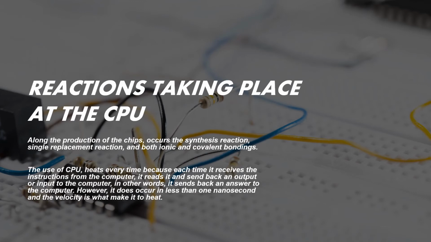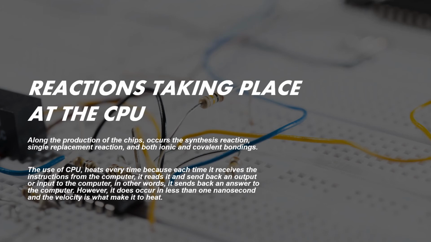The reactions taking place at the CPU are when they are producing the little chips. There are many reactions that can happen there, like for example synthesis reaction, single replacement reaction, and both ionic and covalent bonding. That happens because it goes from a little sand to become a chip. So the layers among them change a lot and the silicon expands to many sizes.